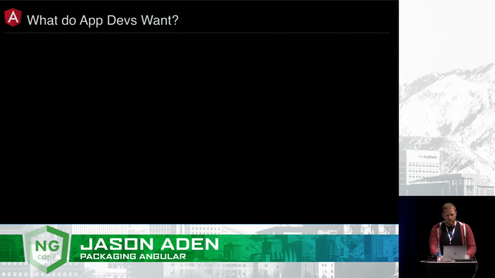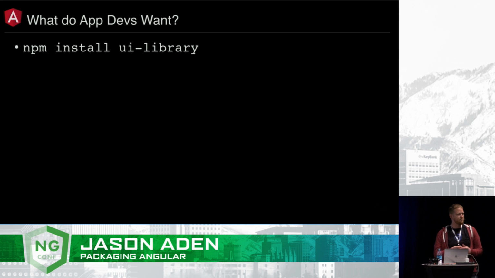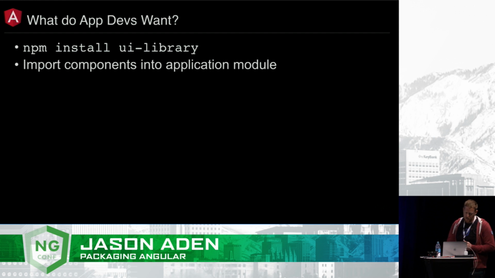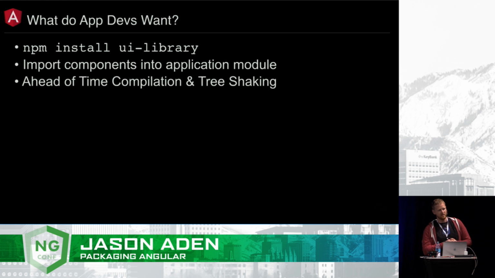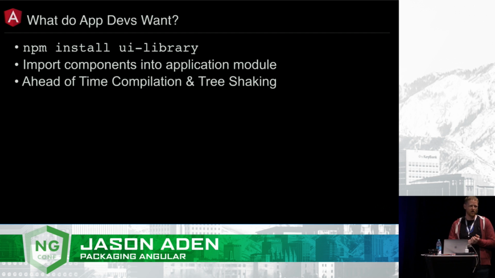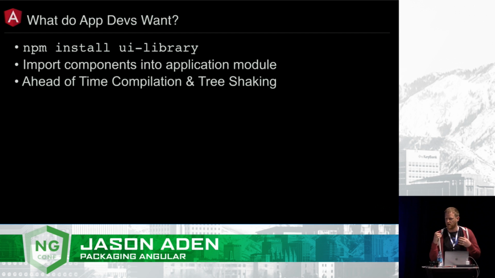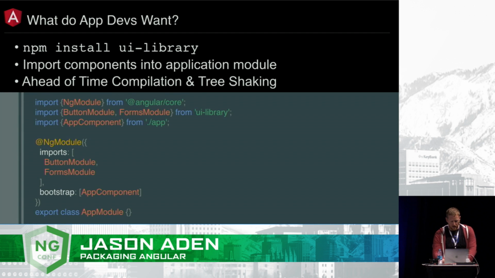So let's start with, what do application developers want out of a library? An application developer would like to be able to npm install your library and then import your components into his application module. And when he goes to build his application, the application developer would like, ideally, to be able to run ahead of time compilation and get an optimized bundle for their app that also supports tree shaking, right? So that kind of looks like this.